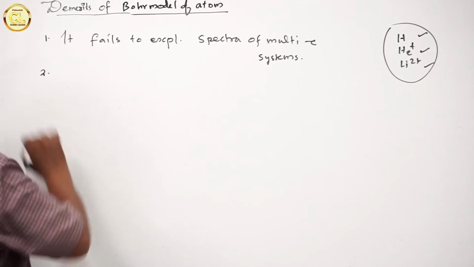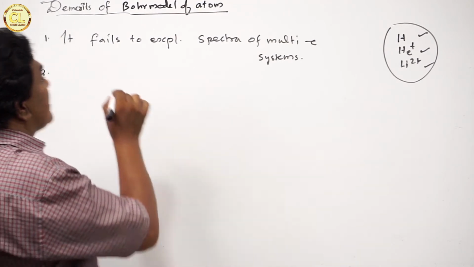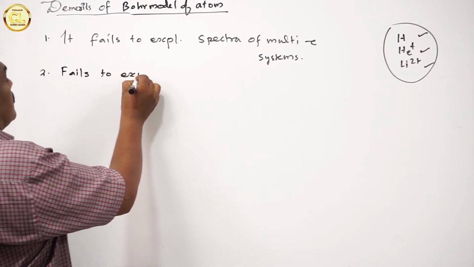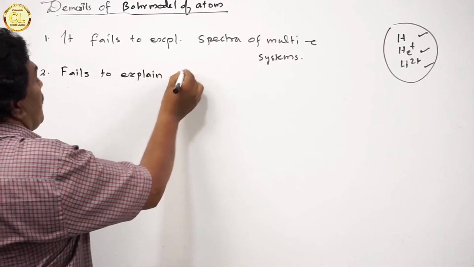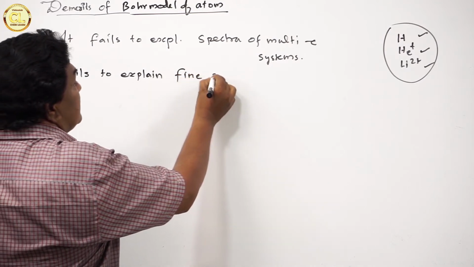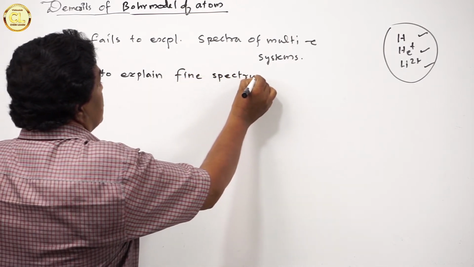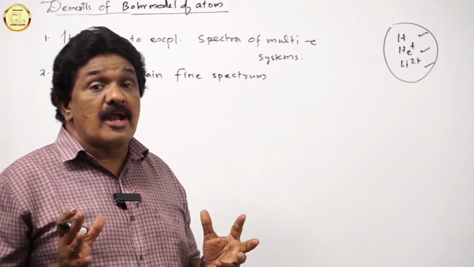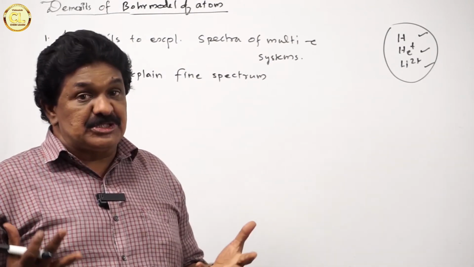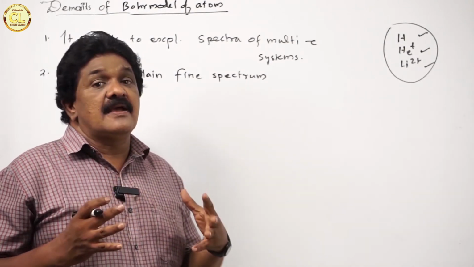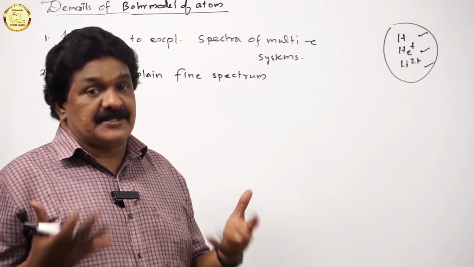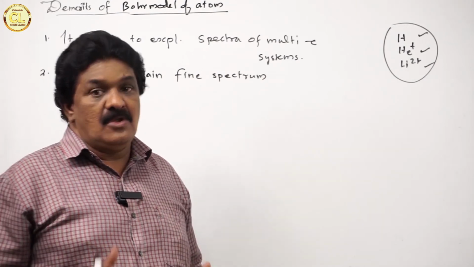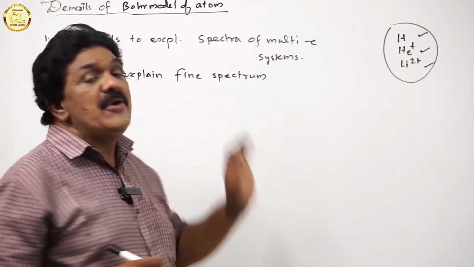Second demerit, it fails to explain fine spectrum. What is fine spectrum? When a high efficient spectroscopy or high resolving power spectroscopy is used, the lines in spectrum divide further, and the spectrum thus obtained is called fine spectrum. Bohr model fails to explain fine spectrum.